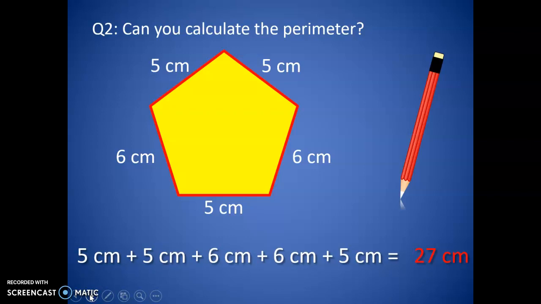It's 27 centimetres. Give yourself a big tick on your piece of paper if you got that. How did we get that? We've got 3 5s there, which make 15. Add another 12 is 27.